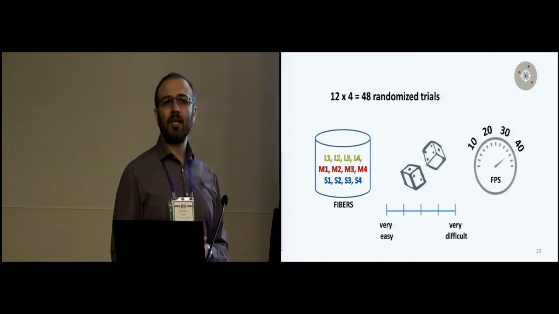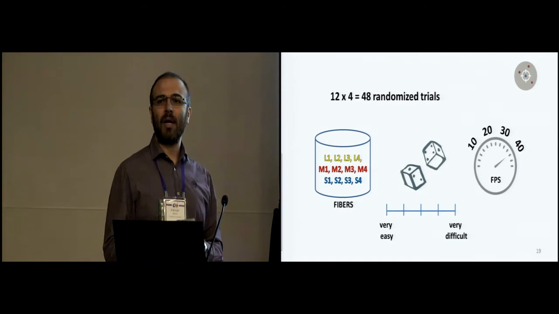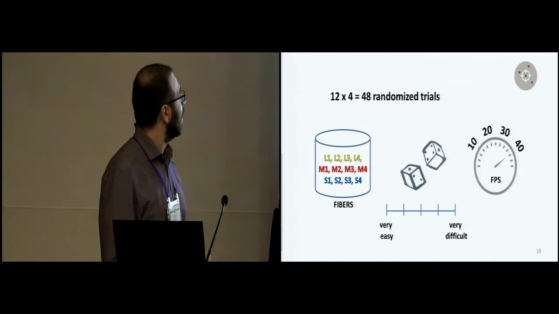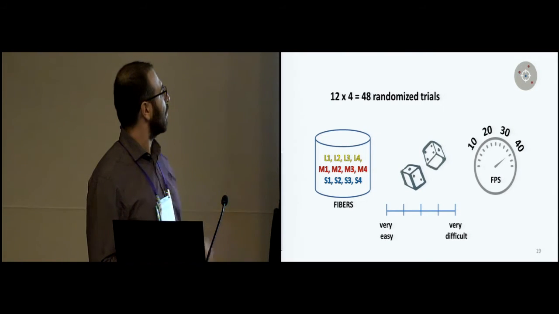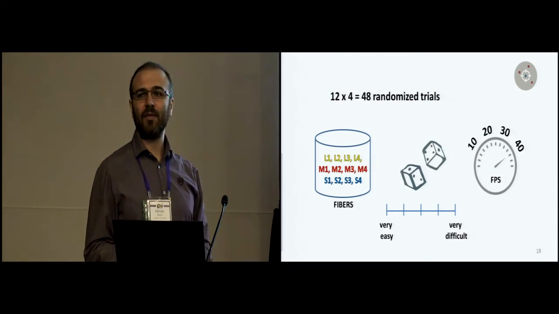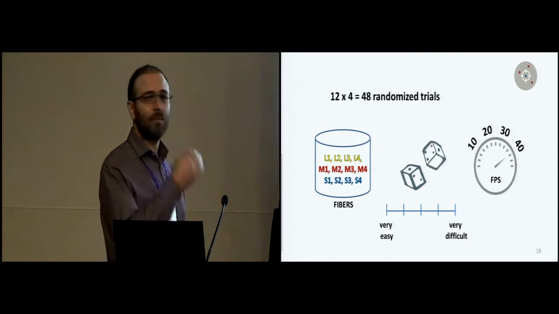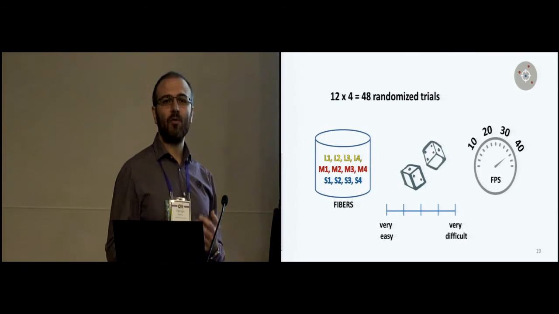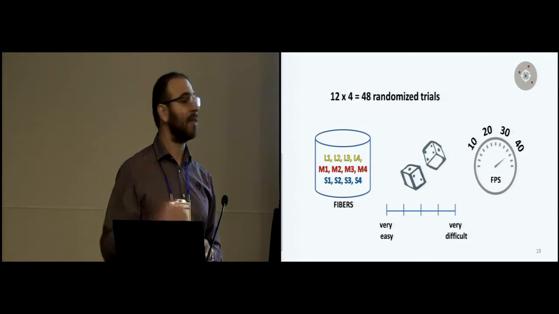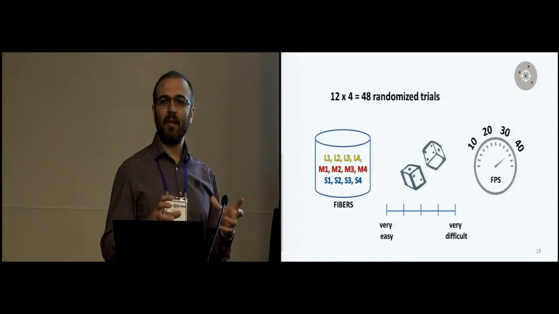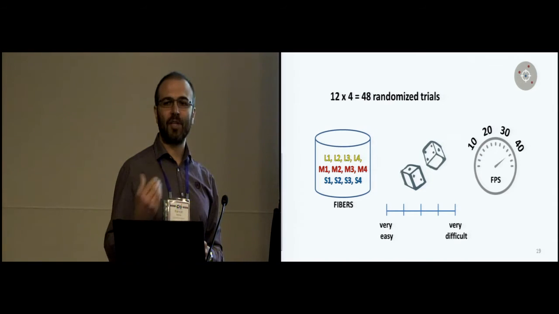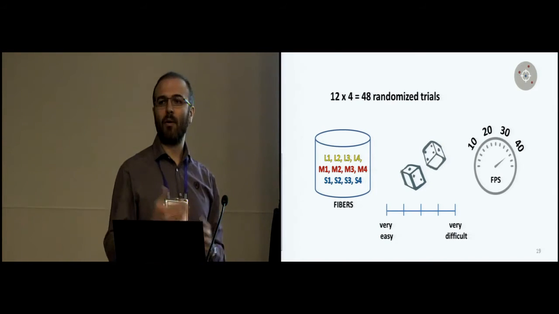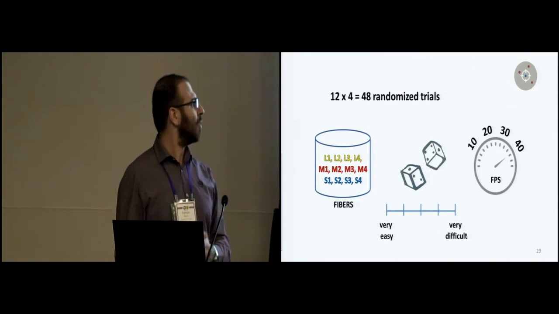So in the main experiment part, the participants were asked to perform 48 trials. This is basic math. Only 12 unique fibers were included from 3 different categories, and we had 10, 20, 30, and 40 frames per second as speed levels. Of course, the list of trials was randomized to avoid learning effect. At the end of each trial, we asked the participants to rate the level of difficulty of tracing that fiber from 1 to 5 on a Likert scale. 1 was very easy, and 5 was very difficult.